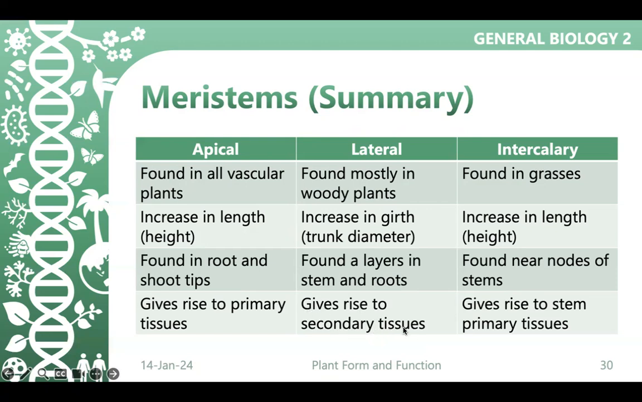Okay, so intercalary meristems will give rise to the stem primary tissues. Walang intercalary meristem sa mga ugat na mga grass, ng bamboo. Okay? Ayan. So again, this is the summary of all the meristems we have discussed.